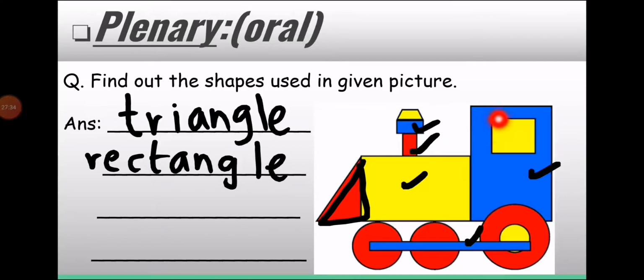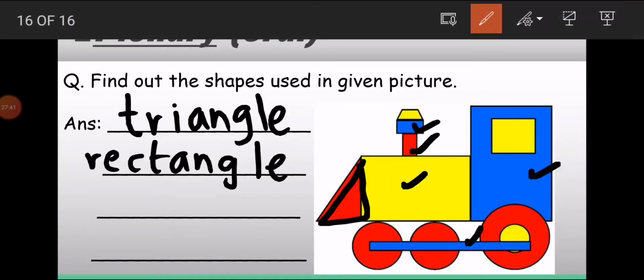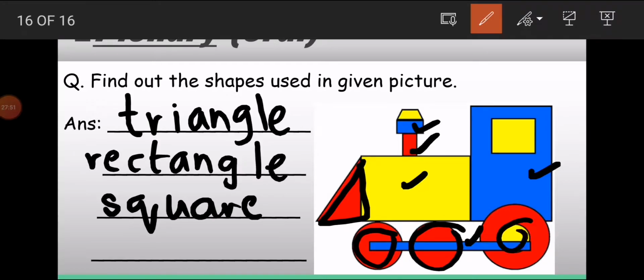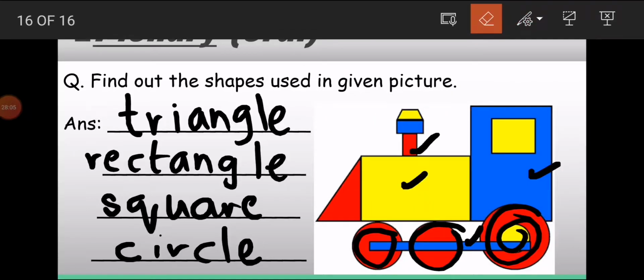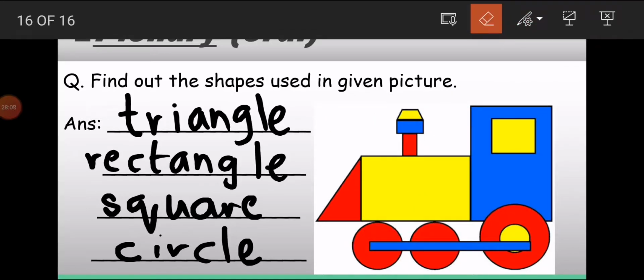Done. Now look at this square. This is a square because all sides are of equal length. So a square is also present here. Let me write square here. Now the last shape. You can see a round, curved shape. It has no sides, no corners. A flat surface shape. It's a circle. So I have written all the shapes' names here.